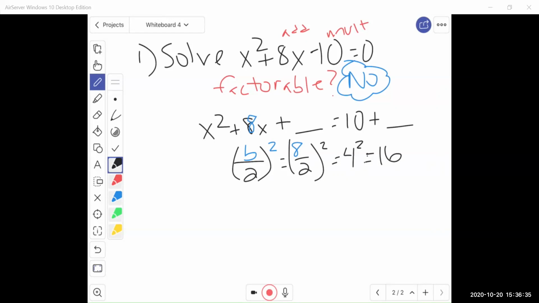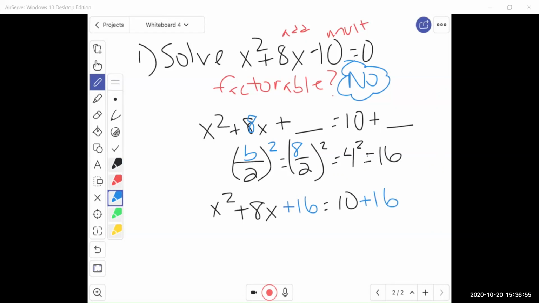So I'm going to take my quadratic. Left side is x squared plus 8x. And I'm going to add what I just found here, which is 16. Now, I can't just add it to one side. I have to also add it to the right side.